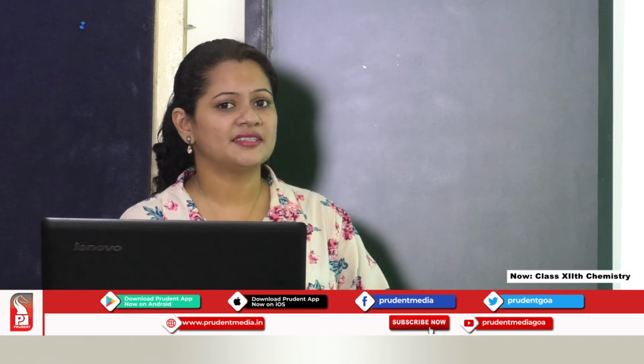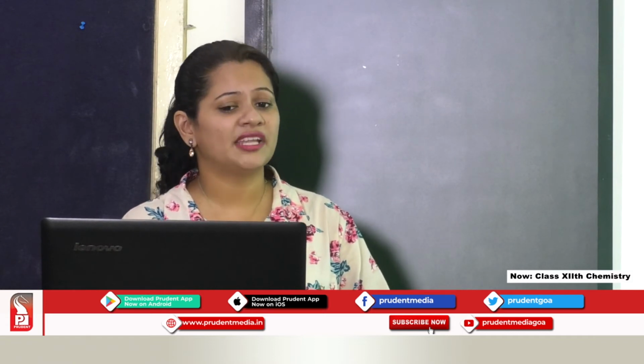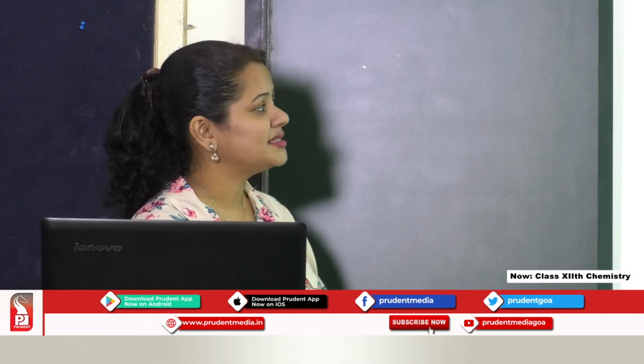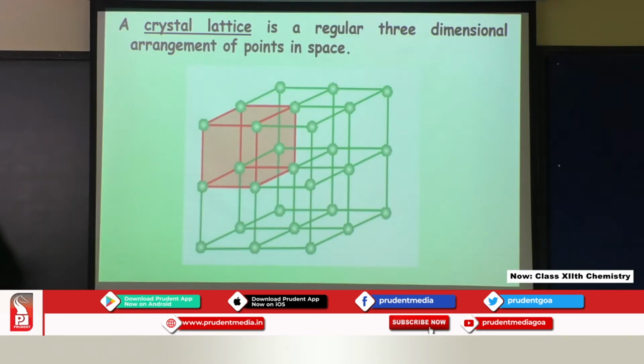A crystal lattice is thus a regular three-dimensional arrangement of points in space. I want you to observe this figure and infer the number of unit cells which are seen in this particular crystal lattice. Yes, your answer is 8. There are 4 unit cells above and there are 4 unit cells below. The portion that is highlighted in red is 1 unit cell.